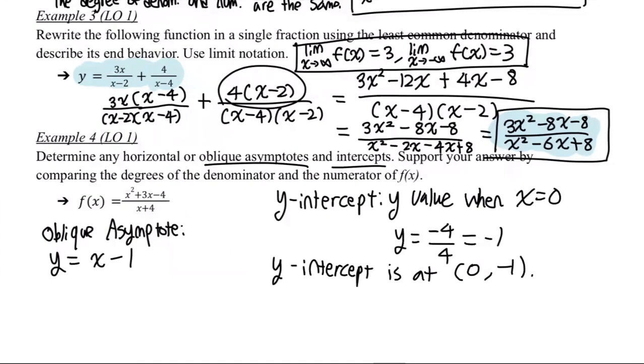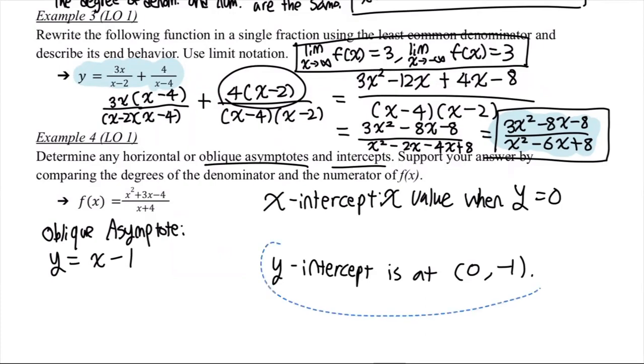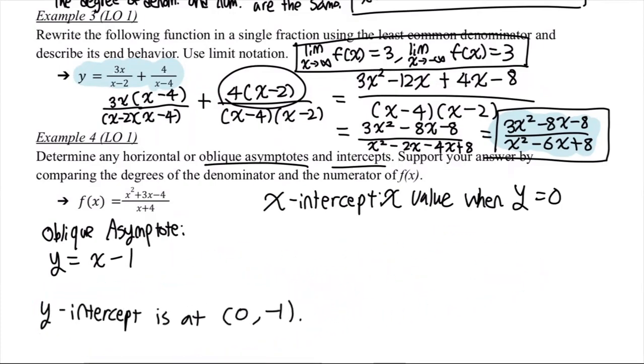Great. Let's also see if there are any x-intercepts. The definition of x-intercept is the x value when y is equal to 0. So let's determine the x value when y is equal to 0. So it's essentially 0 is equal to this, right?